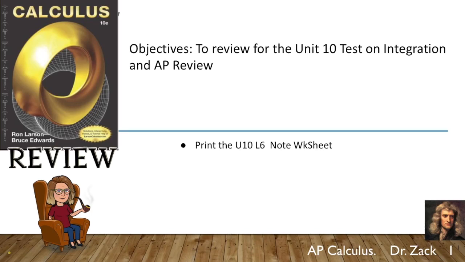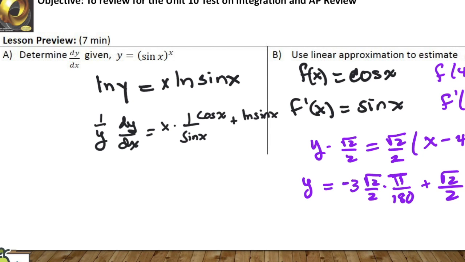So for the next two lessons, you're going to review for a test on integration and derivatives, as well as those differential equations. So let's get started.